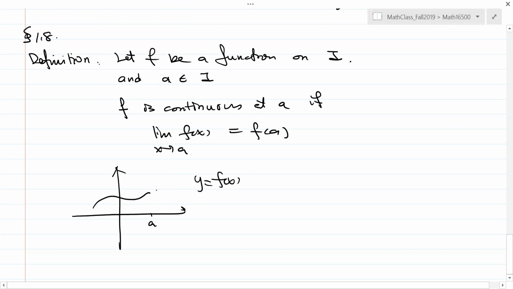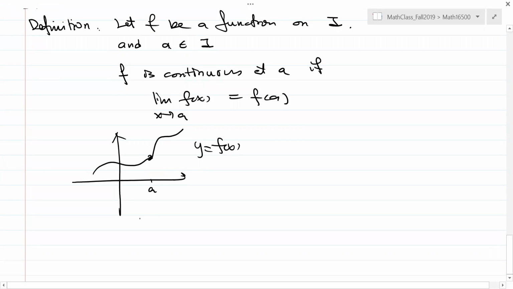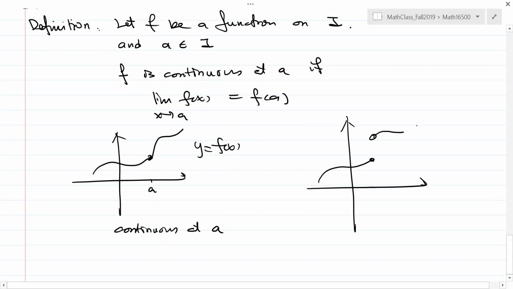If you look at the graph, here's a, okay, and y equals f of x. The graph, so this means the function is continuous. The graph is not broken, okay? The value of the function equals the limit of the function. And in this case, it's continuous at the number a. Another picture shows you, okay, this one is discontinuous at a, okay? In other words, the graph is broken.